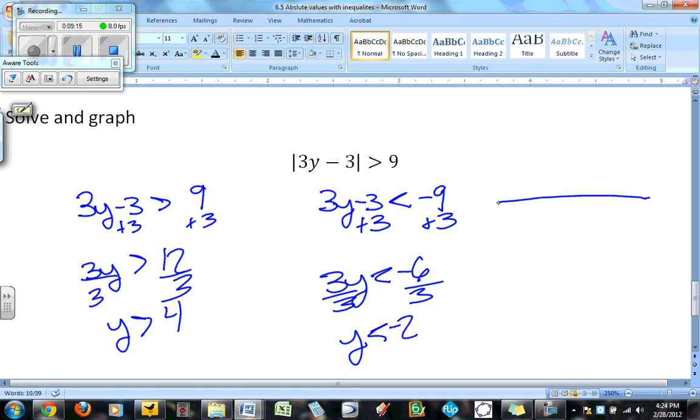And then to graph this thing, we have a 4 and we have a negative 2. Open circles on these guys. Negative 2 is shading to the left. Y is greater than 4 is shading to the right. They don't overlap, so therefore we have an or statement.